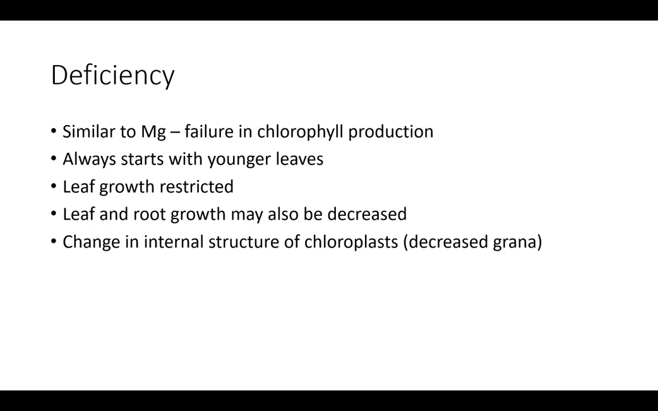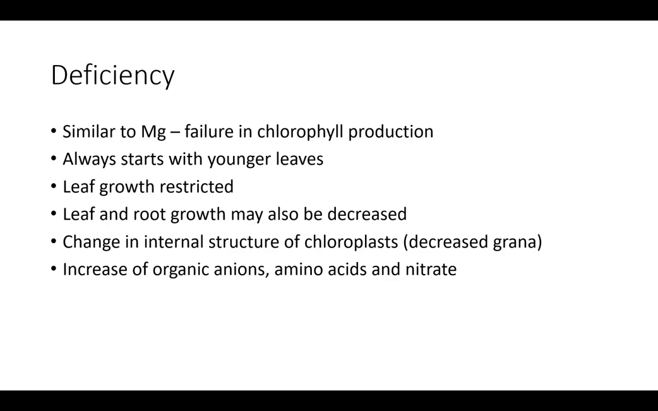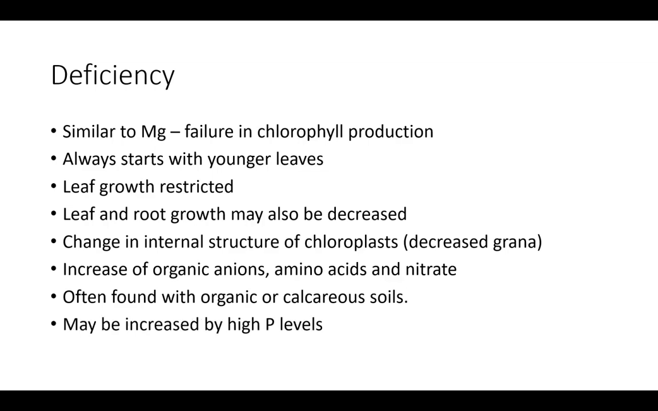There will be changes in the internal structure of the chloroplast, which means you get decreased grana because you are not getting enough chlorophyll produced. We get changes because they're not functioning properly, which results in an increase of organic anions, amino acids, and nitrate. None of these are good for plants. Deficiency is often found with organic or calcareous soils. Calcareous soils means our pH is going to be much higher. Organic means that we've got a lot of other materials that can bind onto iron and hold onto it. That creates a problem. Deficiency may be increased by elevated pH or high phosphorus levels. With phosphorus competition, we've got to be able to make sure these are properly balanced.